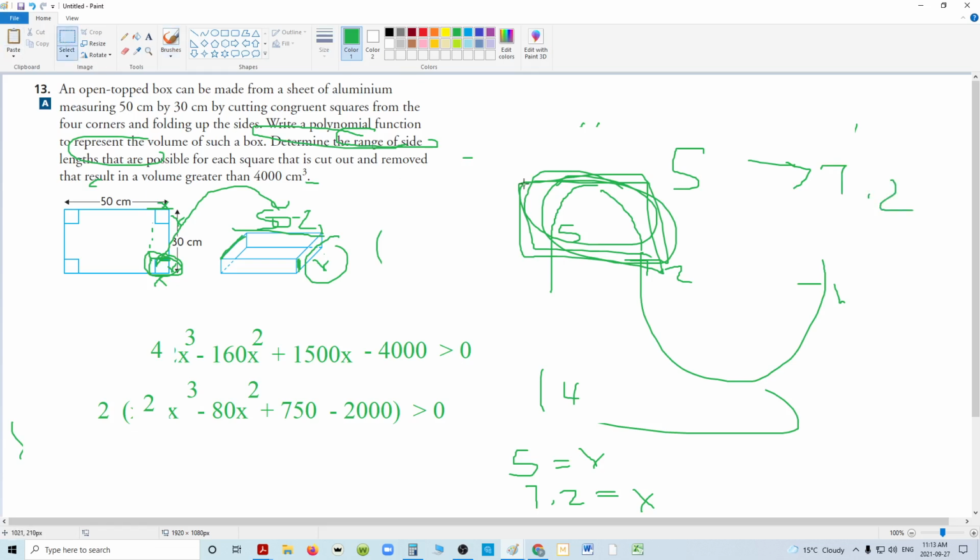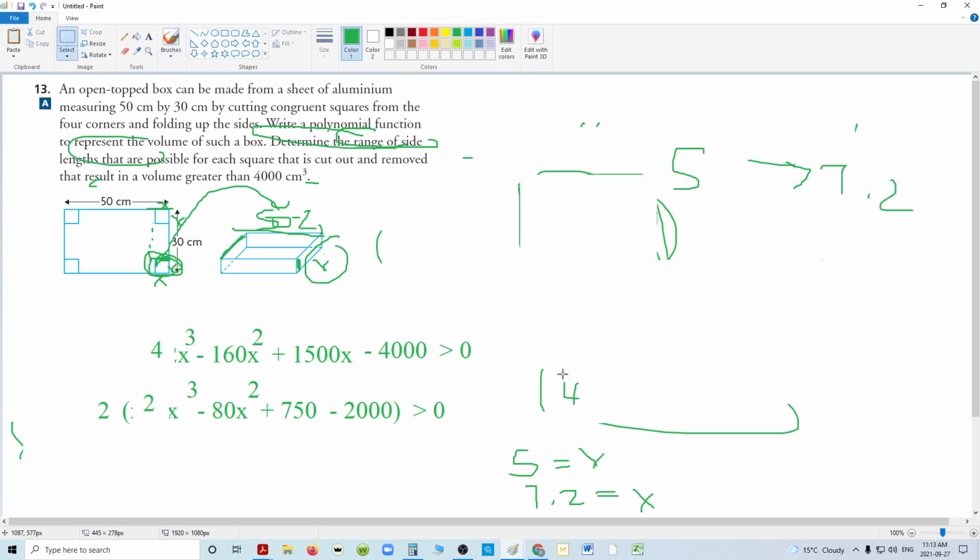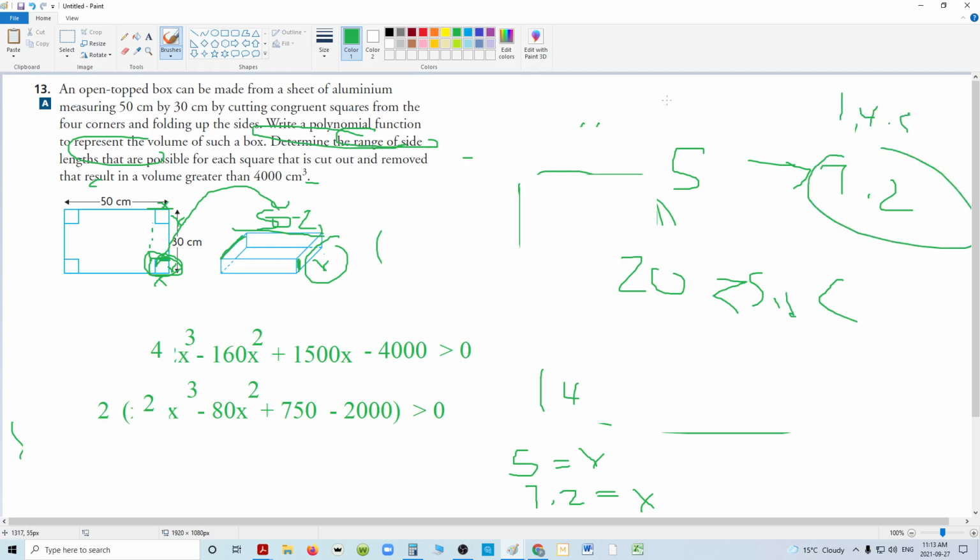So what you would do is figure out the two possible dimensions. So when the box side, they just say side lengths? So they just want side lengths. So that would mean 30 minus 2x. So when the side length is between 20 and, 2 times that is 14.4, and 30 minus that is 15.5. So when the side length is between 20 and 15.5.